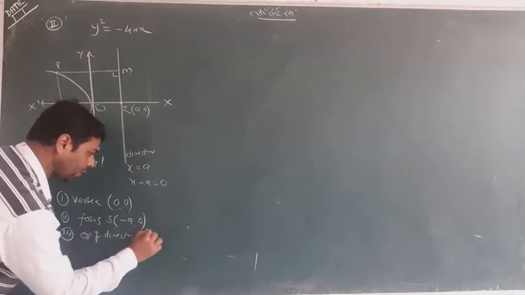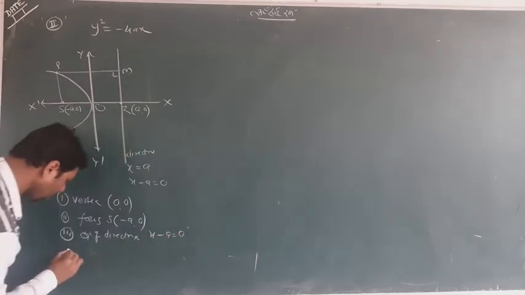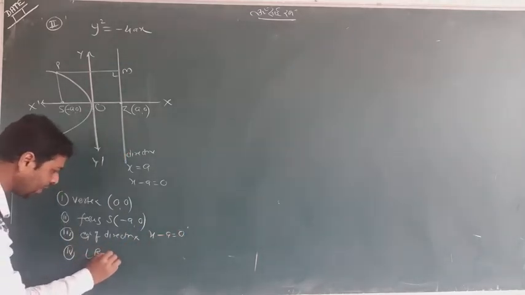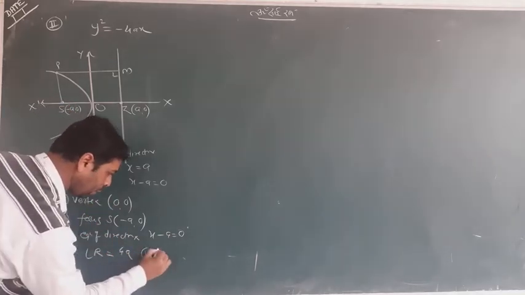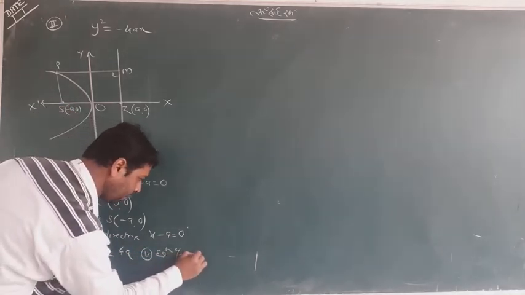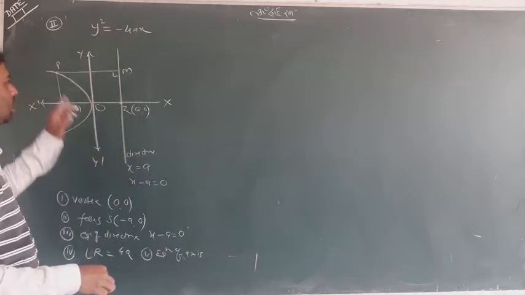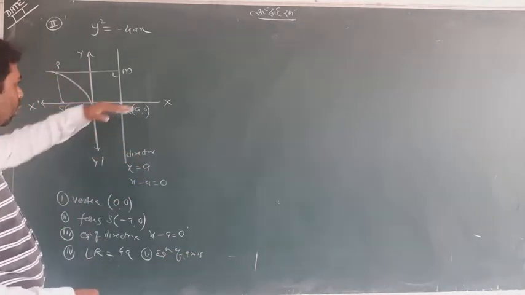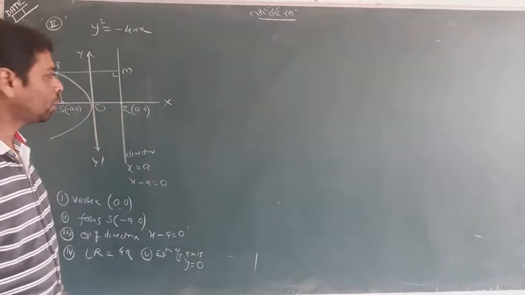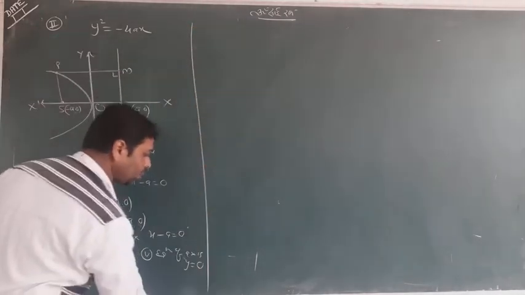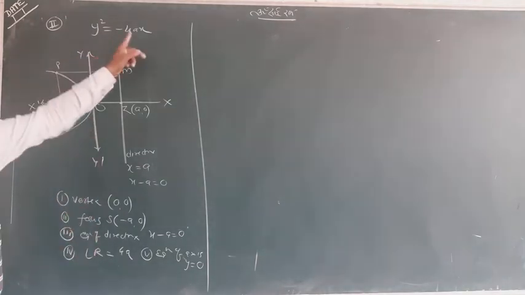Third thing is the equation of the Directrix, which I wrote here: x minus a equal to 0. Fourth is the latus rectum. The length of the latus rectum I didn't form, but it is always 4a. And fifth is the equation of the axis. The parabola is again along the x-axis, so the equation of the axis is y equal to 0. So these are the 5 things we have obtained for this particular parabola.